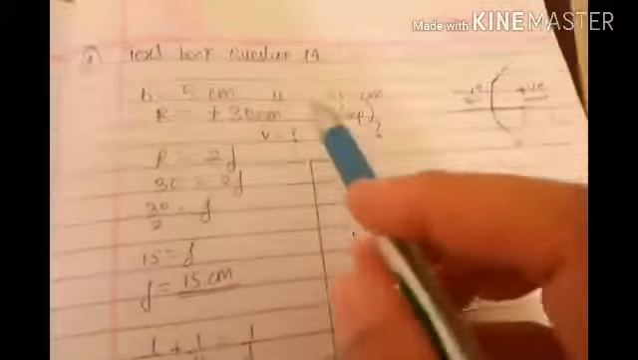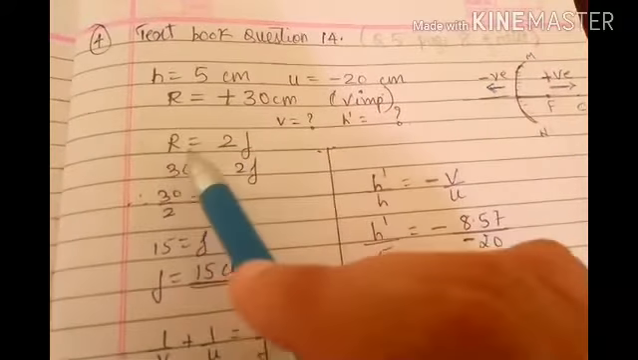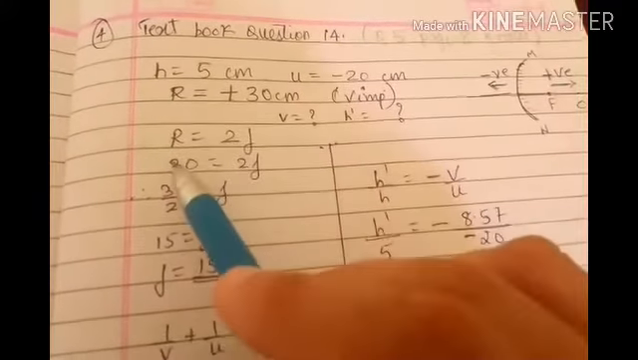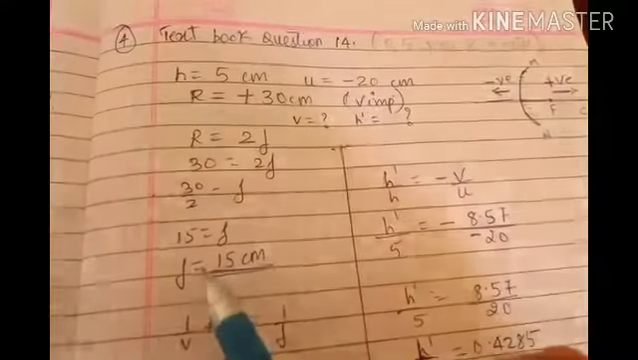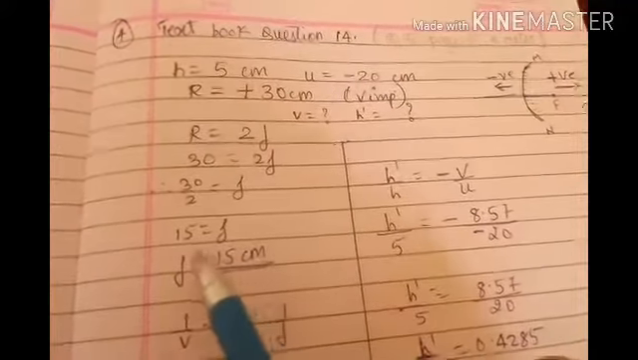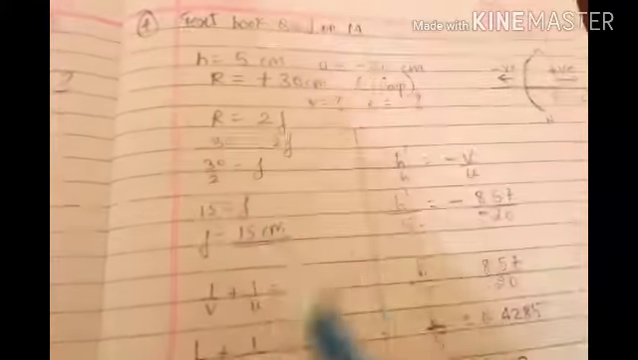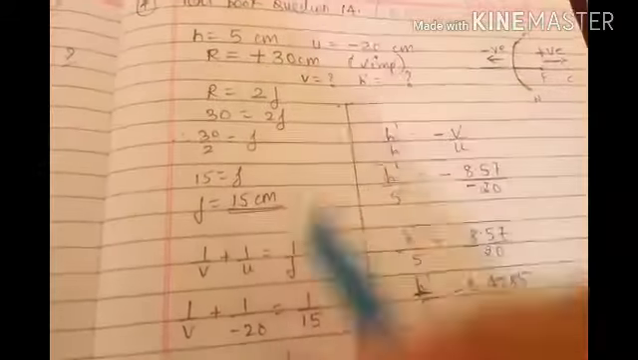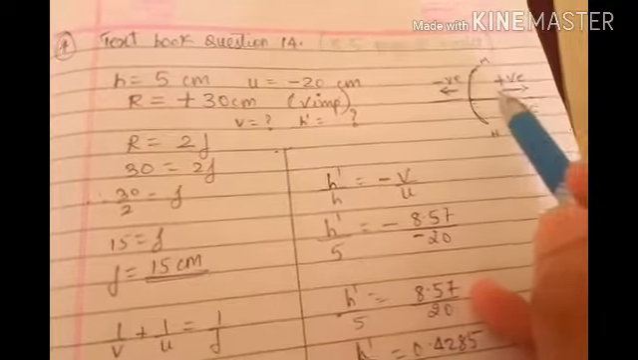So first we use r is equal to 2f, a very important formula. The radius of curvature is twice the focal length. So r is plus 30 is equal to 2f, 2 comes here, so 30 upon 2 is equal to f, so f is equal to 15 centimeter. Now we know f, we know u, and we need to find v. So we write the mirror formula and substitute the values: u is equal to minus 20, f is equal to 15 centimeter. f is plus 15. Why? Focal length is on the right hand side, so this is the positive side.